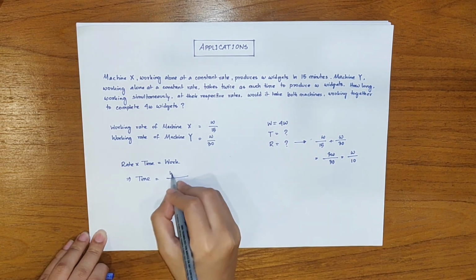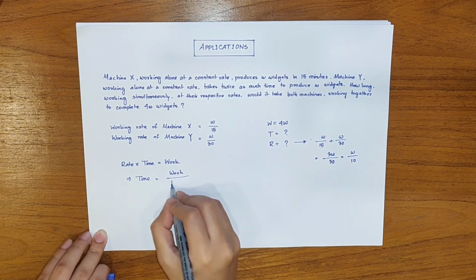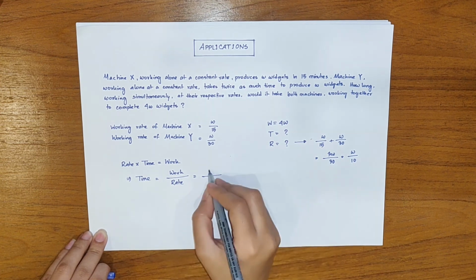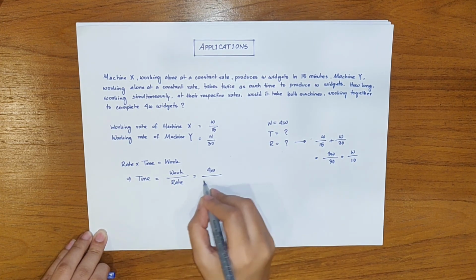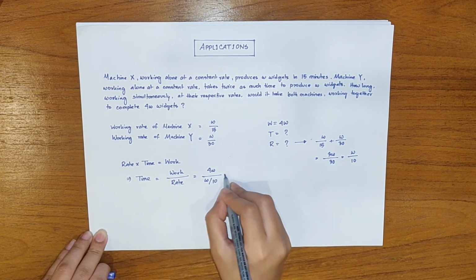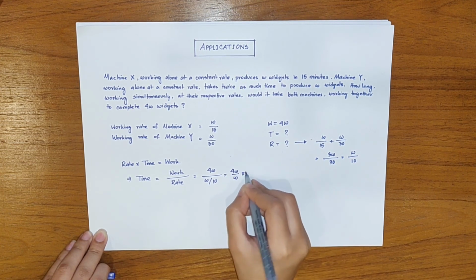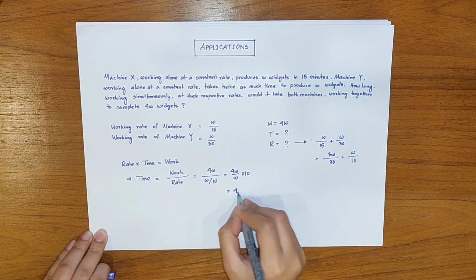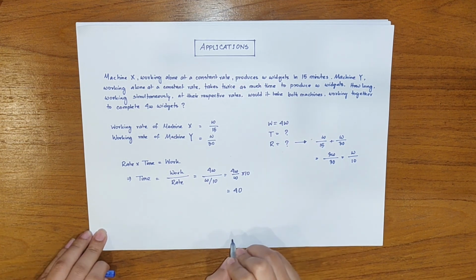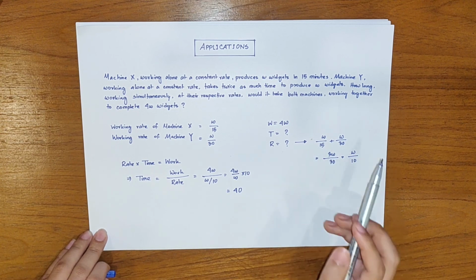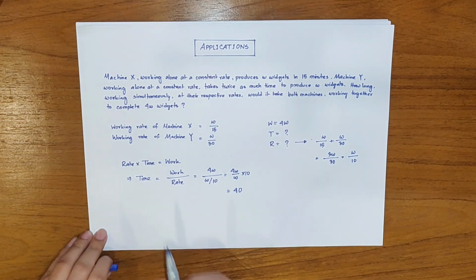Time will be work divided by rate. So work is 4W and the rate is W/10. So we have 40 minutes. So if they're working together, they'll take 40 minutes to produce 4W widgets.